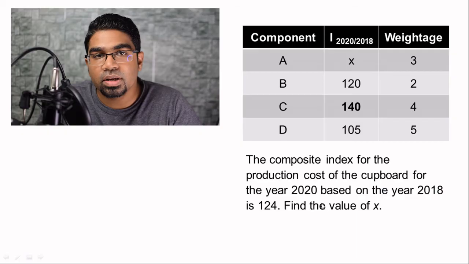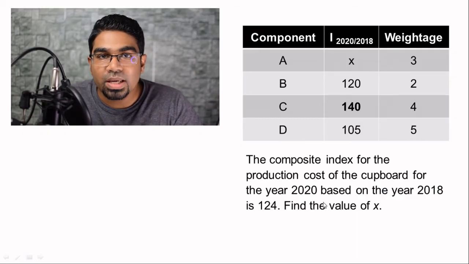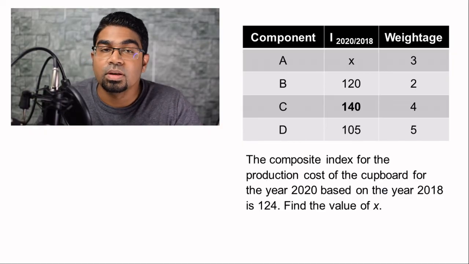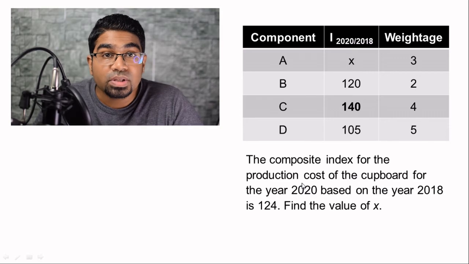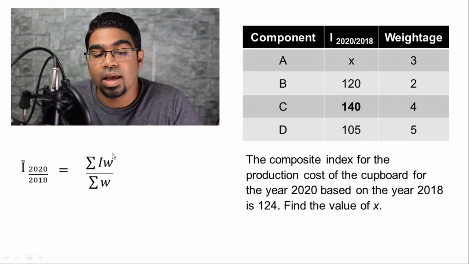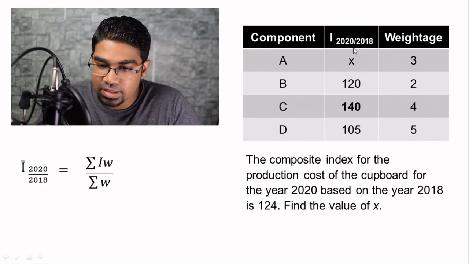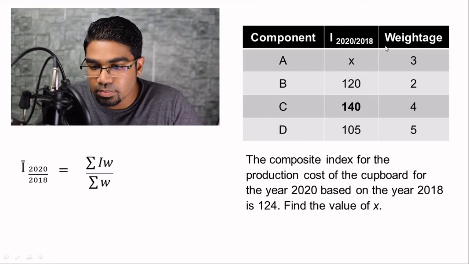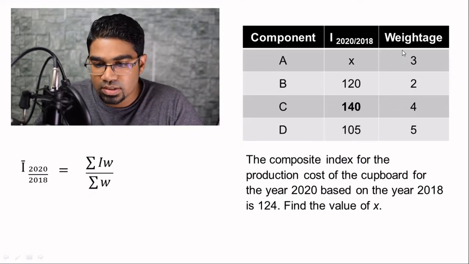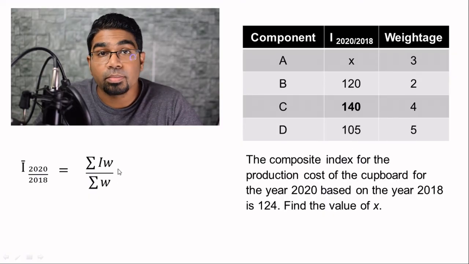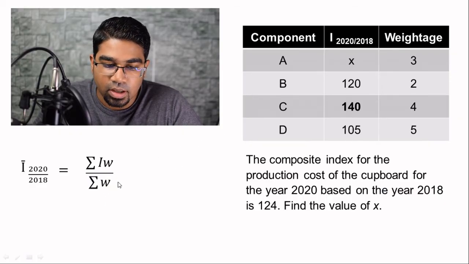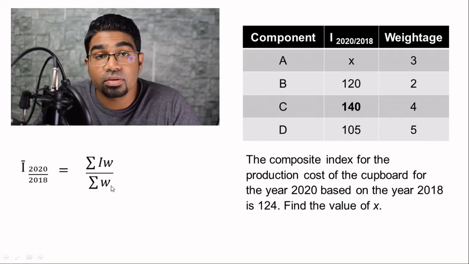The composite index formula is very similar to the mean formula for group data, if you like statistics, where the mean formula is summation of fx over summation of f. So when it comes to composite index, the composite index is summation of the product of index and weightage. So these are the indices, these are the weightages. So index multiplied by weightage plus index multiplied by weightage, and so on. We sum all the products and then we divide by the sum of weightages. So we add all these weightages together and we divide by that value. This is the formula for composite index.